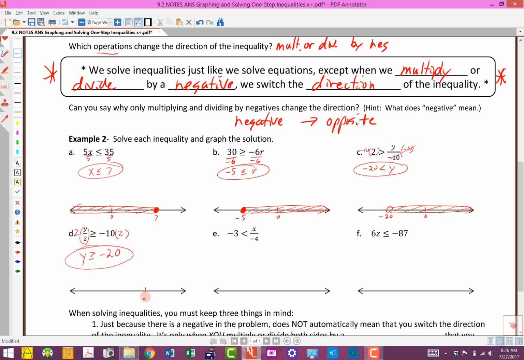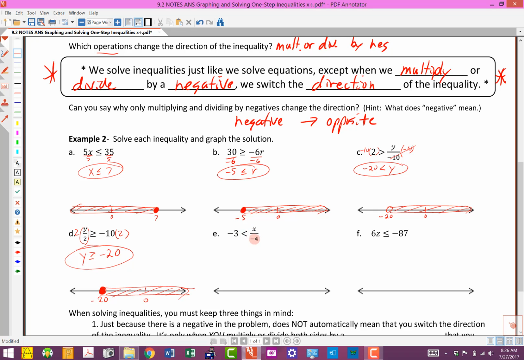So let's see, we've got 0 here, we've got negative 20 right here, and we're going to circle that. We are going to fill it in, and the answers are greater than or equal to negative 20, so we're going to shade that direction.